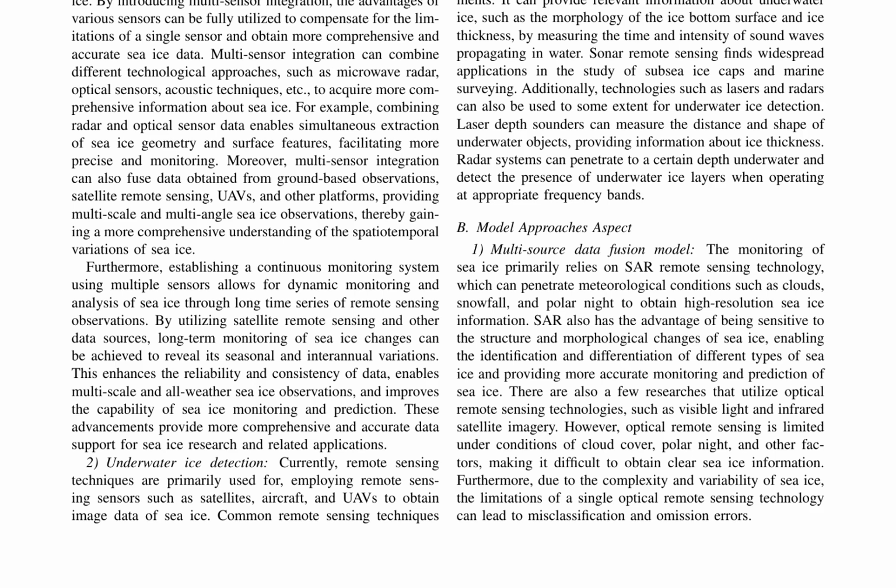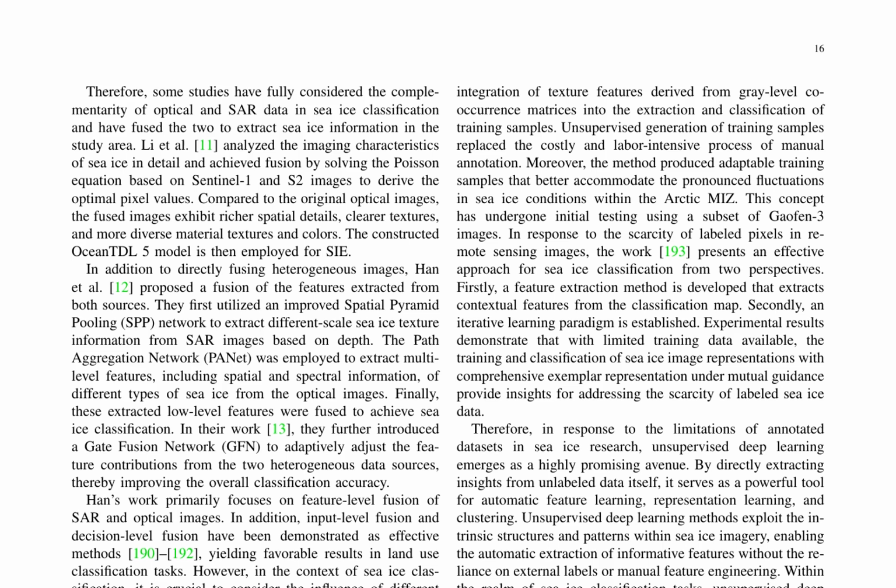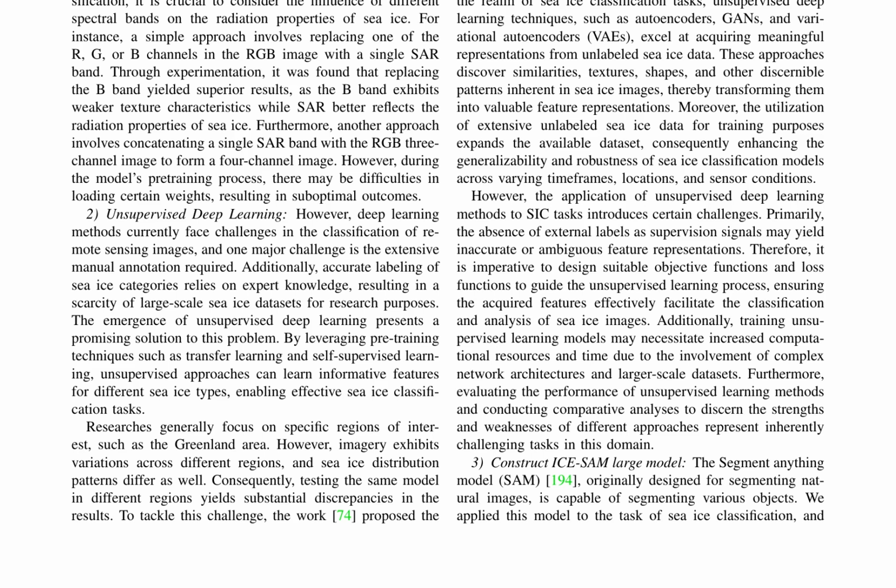However, single optical remote sensing technology limitations can lead to misclassification and omission errors, highlighting the need for a multi-source data fusion model. The text discusses the importance of combining optical and SAR data for sea ice classification, highlighting the advantages of fusion methods such as the Poisson equation-based fusion and feature-level fusion using networks like SPP and PANET. It emphasizes the need for adaptable training samples and the potential of unsupervised deep learning for addressing the scarcity of labeled sea ice data. The section concludes by mentioning the challenges and future directions in this field, including the design of suitable objective functions and the evaluation of unsupervised learning methods.